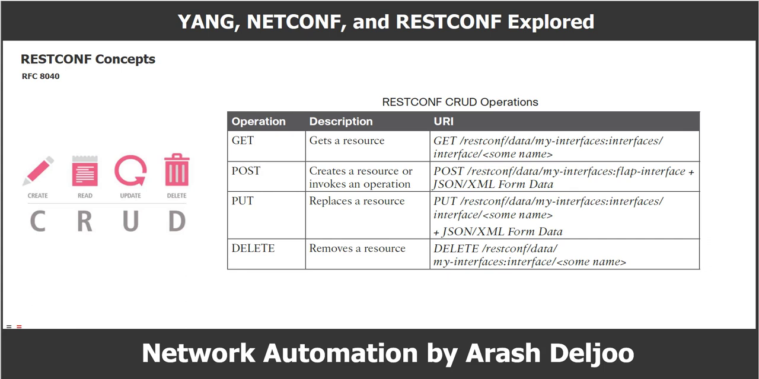This table shows the RESTCONF API CRUD operations, GET, POST, PUT, and DELETE, and associated URIs. For example, we have the operation GET, which gets a resource. We have the operation POST, which creates a resource or invokes an operation; PUT, which replaces a resource; and DELETE, which removes a resource. Here we can see the URIs for these operations.